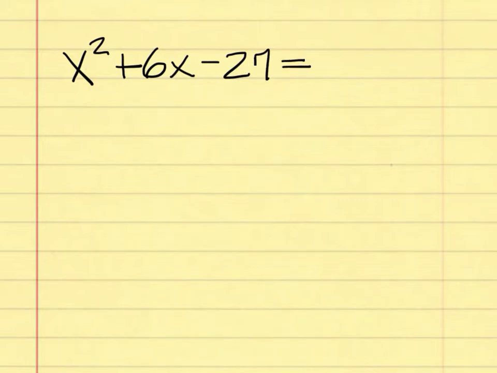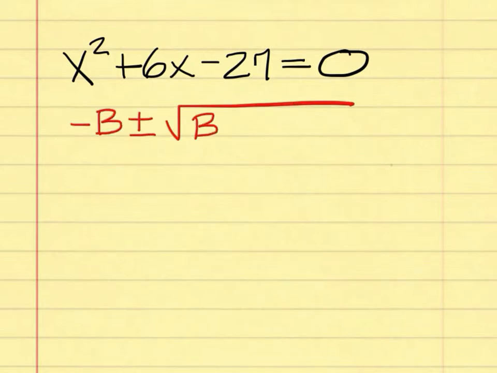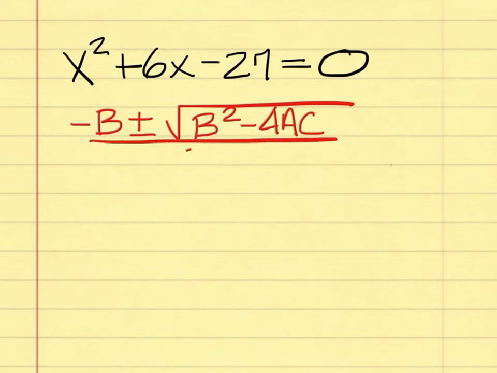We have x squared plus 6x minus 27 equals 0. The quadratic formula is negative b plus or minus the square root of b squared minus 4ac over 2a. You pick out the a, b, and c from the equation and plug it in the formula.